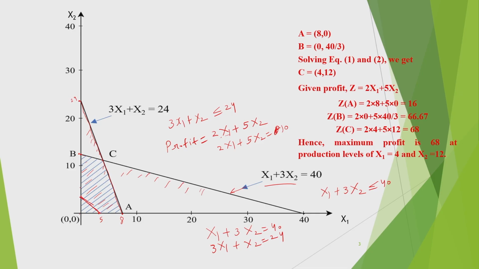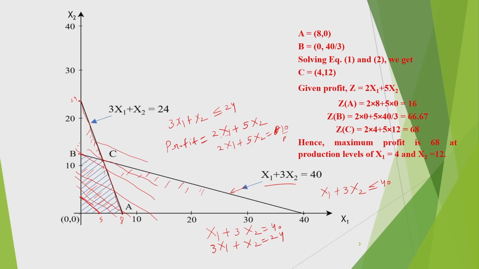That means we can draw many lines parallel to this, and on these 2x1 plus 5x2 will be the same form, only the profit value will be changing. Instead of 10 there will be something else. I keep doing that and draw. One parallel line will pass through B, but another will pass through C. After that there will be another parallel line, but it is not in the feasible region. So in the feasible region this parallel line only cuts it at C. That means C is the farthest point.